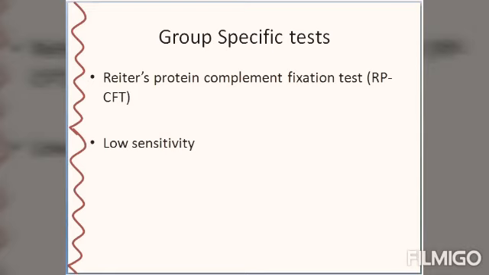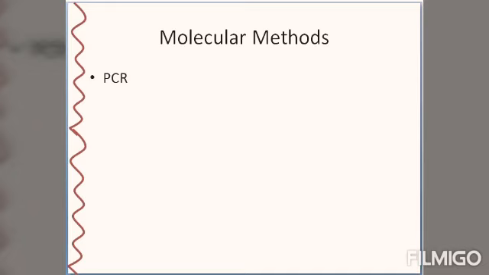The third category is the group specific test. Here it is not used because of its low sensitivity. For example, Reiter's protein complement fixation test. Last is about molecular methods. PCR also can be used to diagnose syphilis.